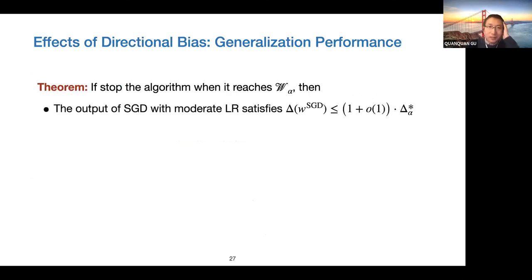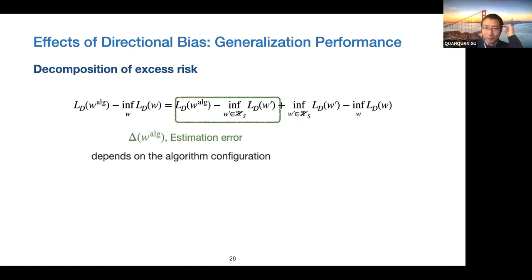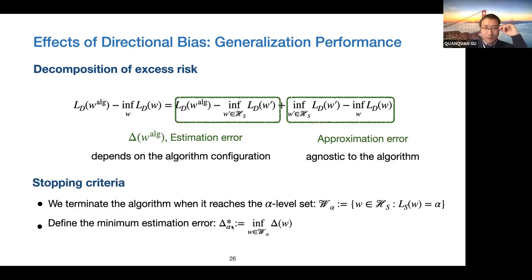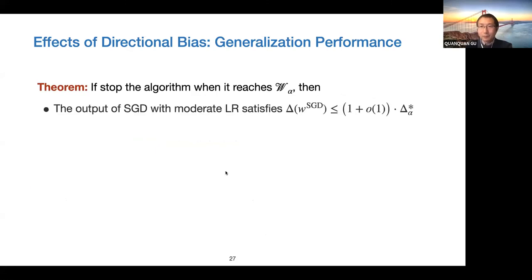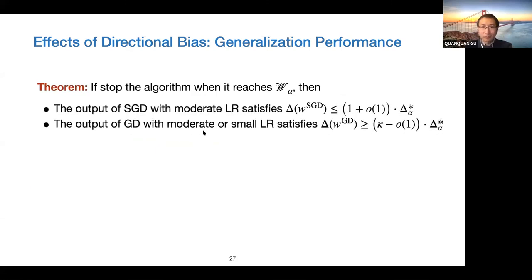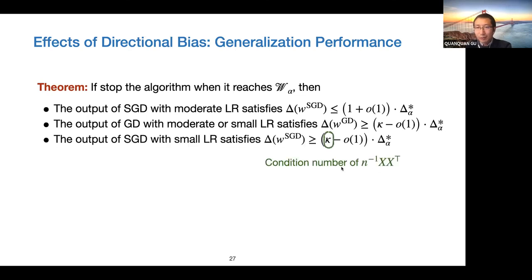And the main result on the generalization performance is that for SGD with moderate learning rate, the estimation error is at most delta alpha star. Remember that delta alpha star is defined as the minimum estimation error attained at the alpha level set. But for GD with moderate learning rate or small learning rate, the estimation error will be at least kappa times delta alpha star. Remember that this kappa is the condition number of the data covariance matrix.